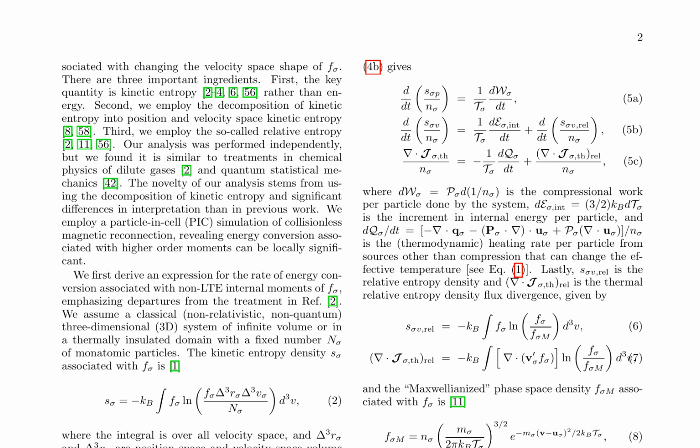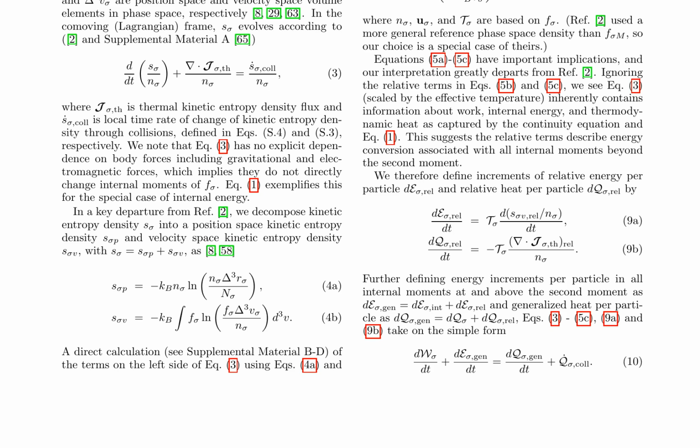The time evolution of S_σ is governed by an equation that includes a thermal kinetic entropy density flux J_σ,th, and a local time rate of change of kinetic entropy density through collisions, S_σ,col. This decomposition inherently contains information about work, internal energy, and thermodynamic heat, as captured by the continuity equation and the equation for the time rate of change of internal energy.